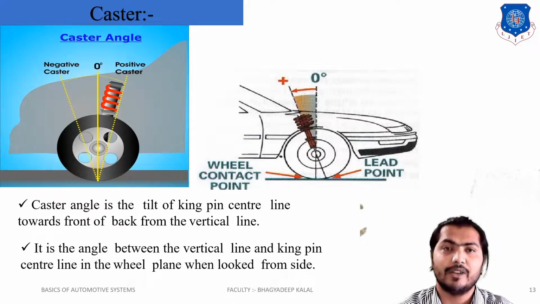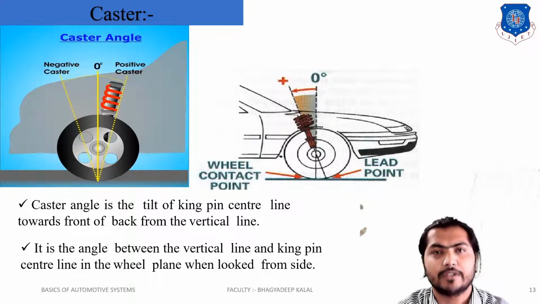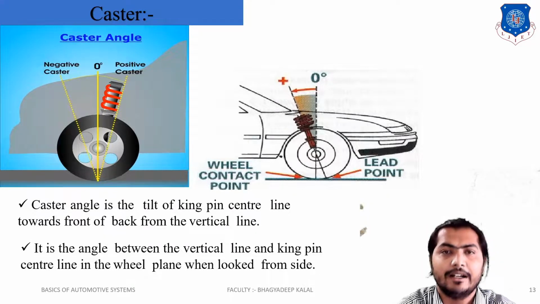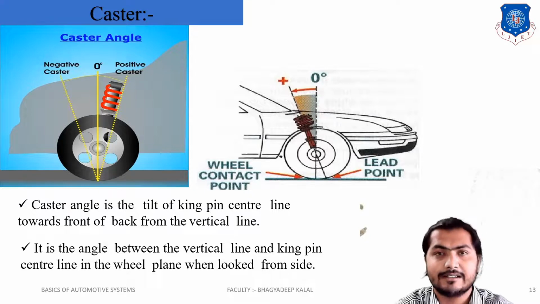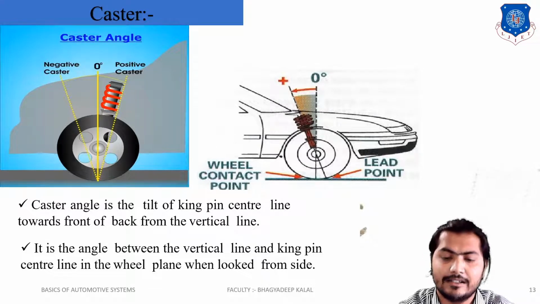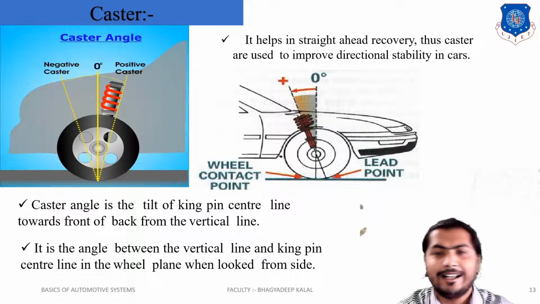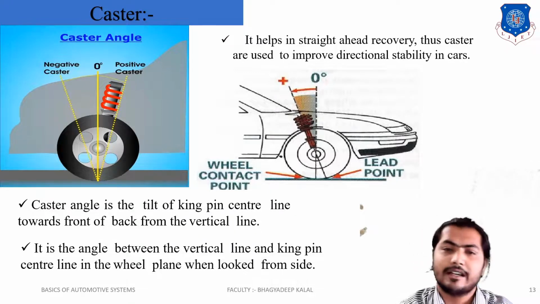But what is the effect of caster? The effect of caster is similar to the kingpin. It improves the directional stability. Okay, it increases directional stability. Okay, it helps straight ahead recovery. Thus, the caster is used to improve directional stability in the car.